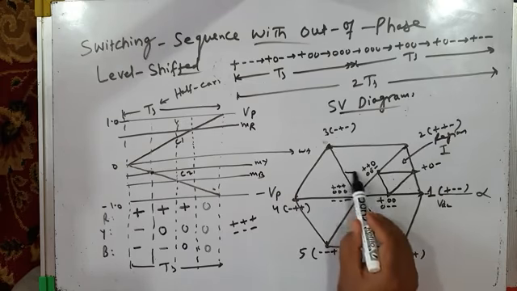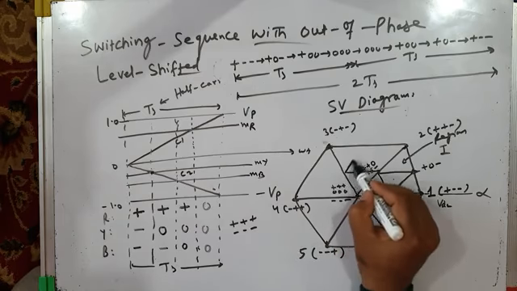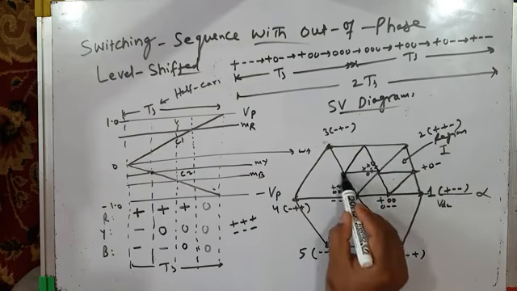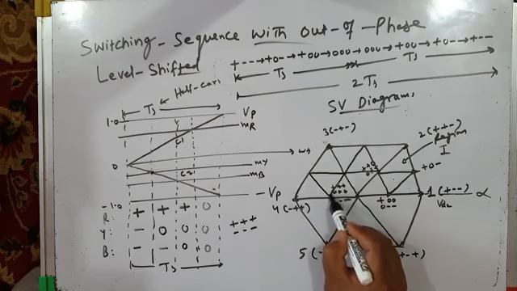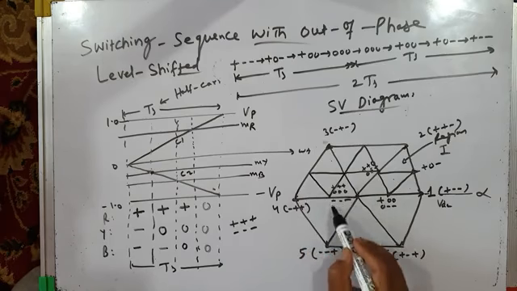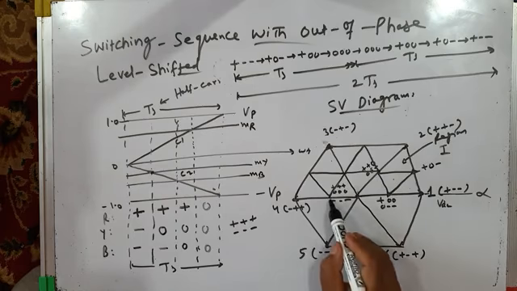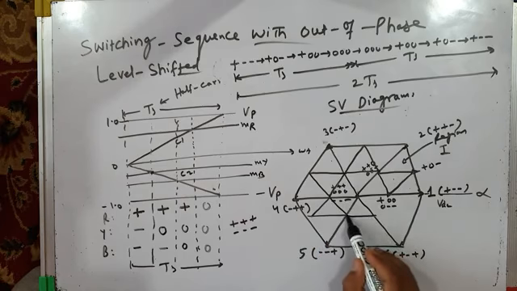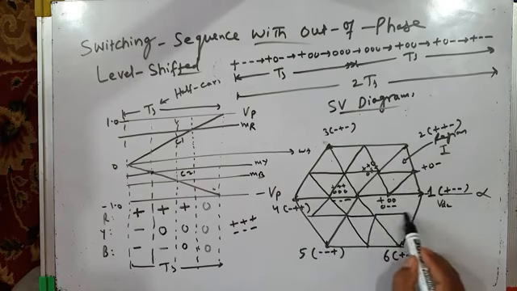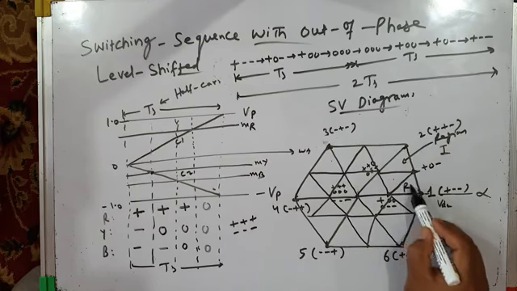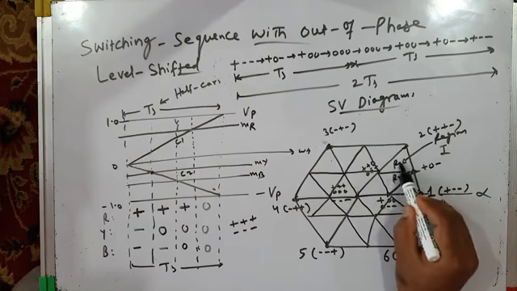Similarly, sector 2 also will have 4 regions. You can continue like this. Sector 3 will also have 4 regions, see, 1 2 3 4. This will also have 4 regions like this, and this will also have 4 regions. So each sector is divided into 4 regions: region 1, region 2, region 3 and region 4.